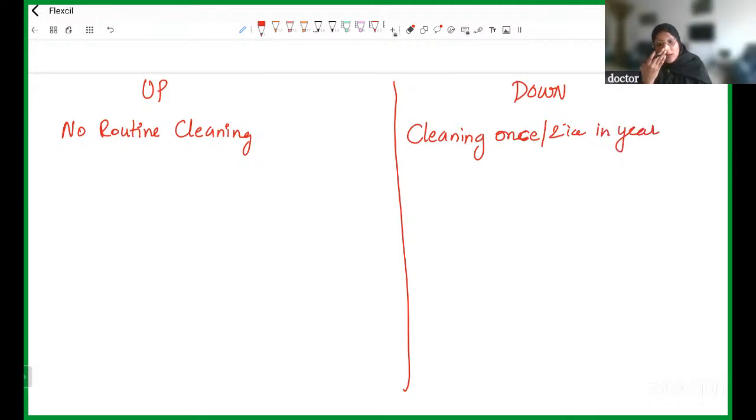Now, recurrence rate. In the canal wall up procedure, even after you do routine cleaning, the patient might have a high rate of recurrence and might have residual cholesteatoma. So recurrence is very high. Whereas in the canal wall down procedure, the recurrence rate is low. Now, what else? Patient's limitations. In the canal wall up procedure there are no limitations. The patient is allowed to swim and take a bath.